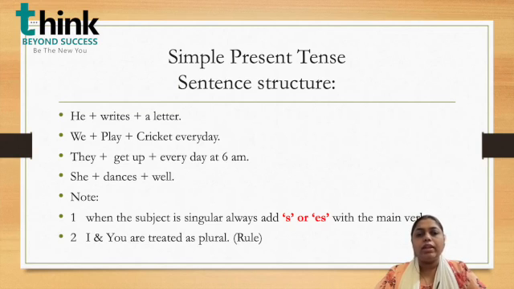We play cricket every day. But if instead of we, our subject were he, she, it: he plays cricket every day, she plays cricket every day, it plays cricket likewise. I hope this subject verb agreement rule of grammar is clear to you.